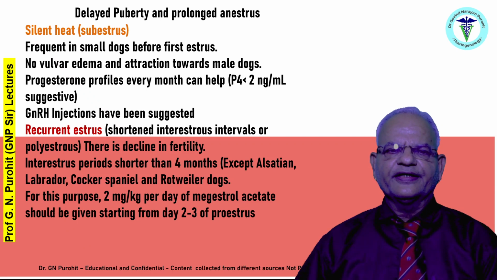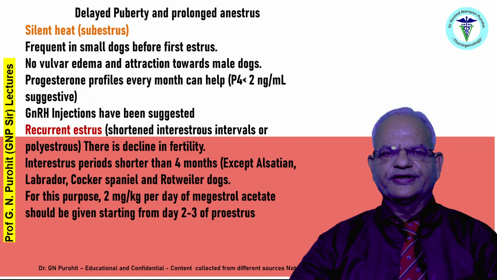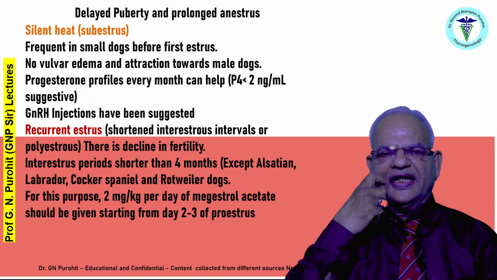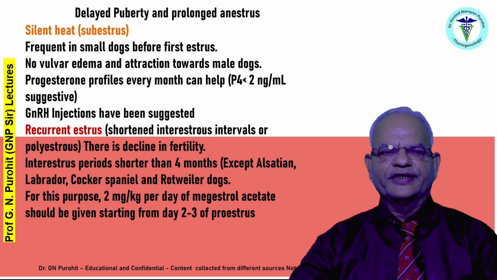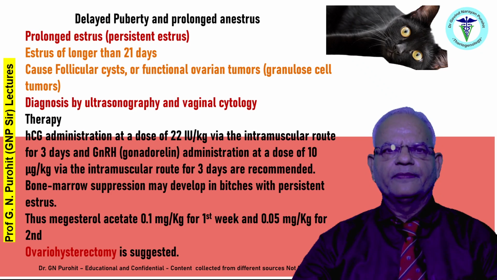Then there is recurrent estrus, shortened interestrus intervals or polyestrus. There is decline in fertility, interestrus period shorter than 4 months, except in Alsatian, Labrador, Cocker Spaniel, and Rottweiler dogs. For this purpose, 2 milligram per kg per day of megestrol acetate should be given starting from day 2 to 3 of proestrus.